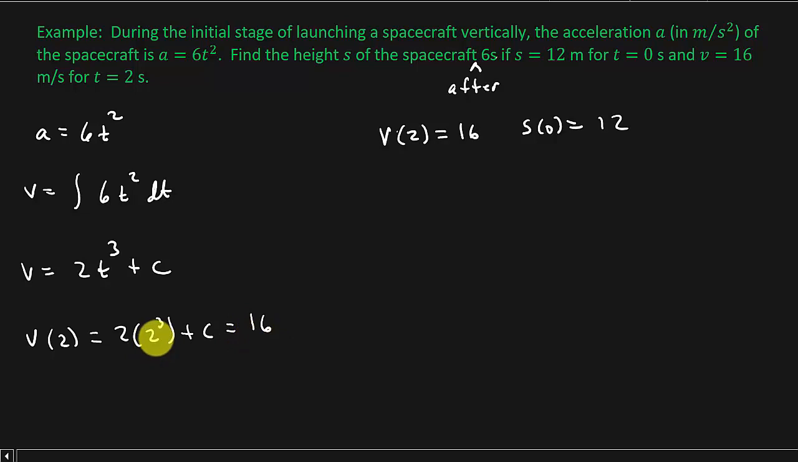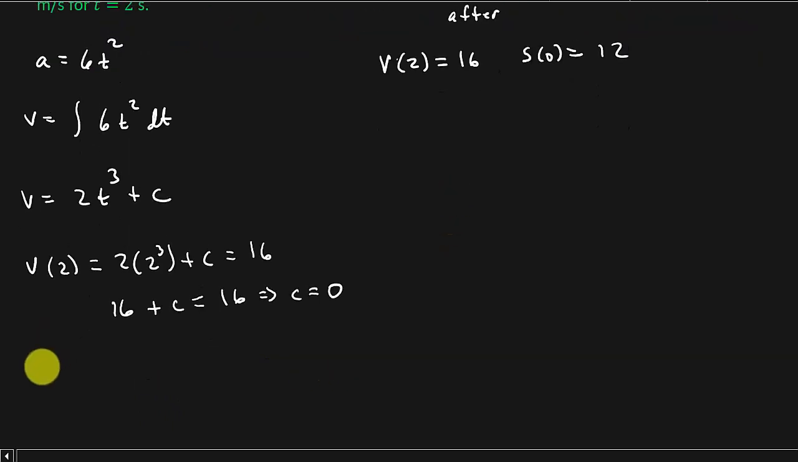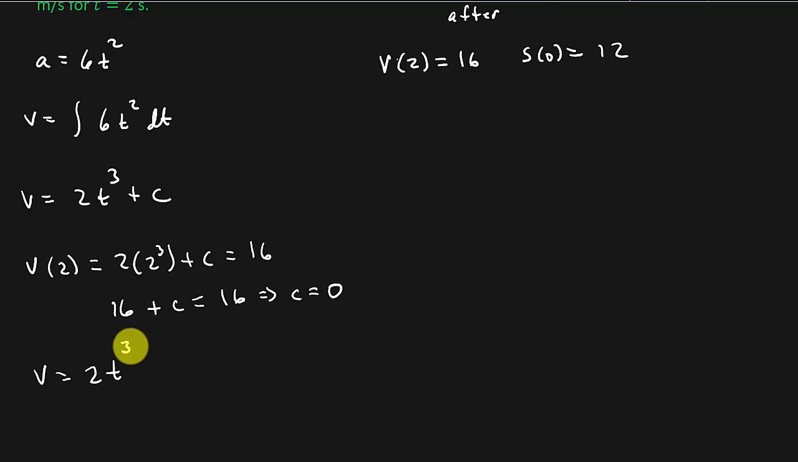So this is actually what? That's 8 times 2 is 16. Now let's just write it down. 16 plus c equals 16. Okay, so this tells me that c is equal to 0. So my velocity function is equal to 2t cubed plus 0, but we won't write it. We'll leave it like this. All right. So we've got our velocity function.